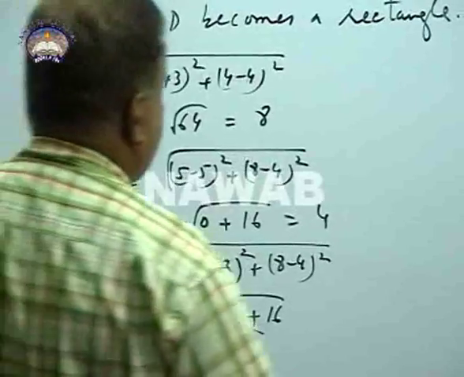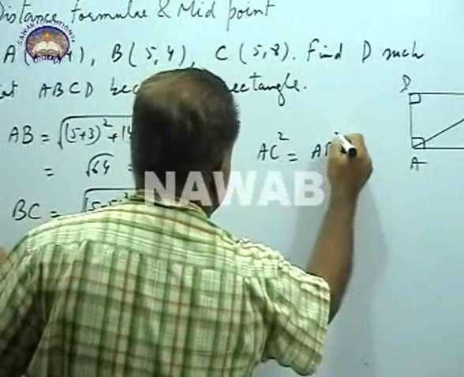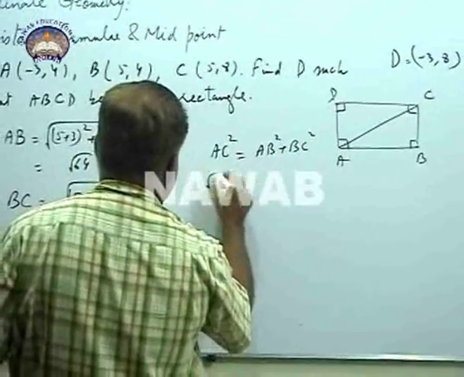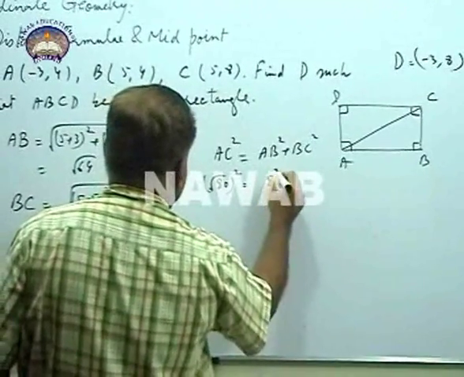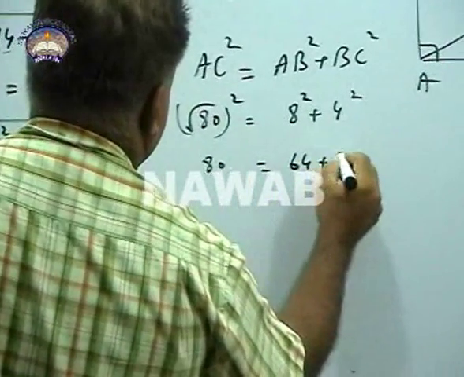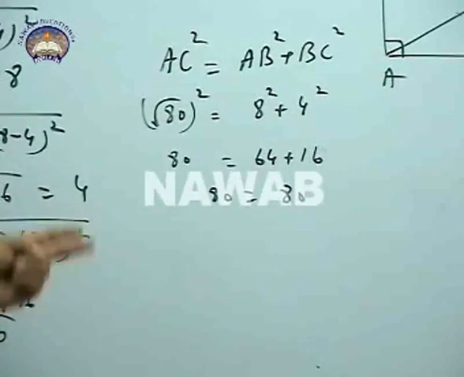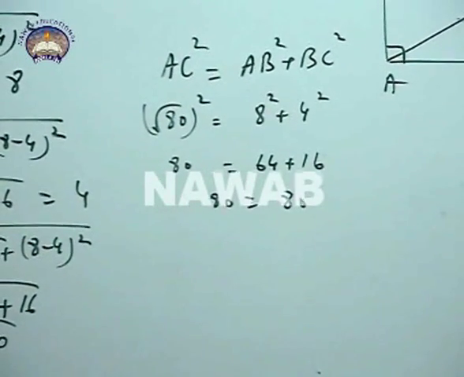So now it is very clear AC square is equal to AB square plus BC square, that is, under root 80 square is equal to 8 square plus 4 square. So 80 is equal to 64 plus 16, so 80 is equal to 80. So it means we have proved that this triangle ABC is a right angle triangle.